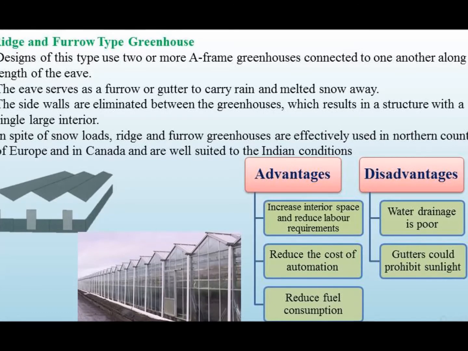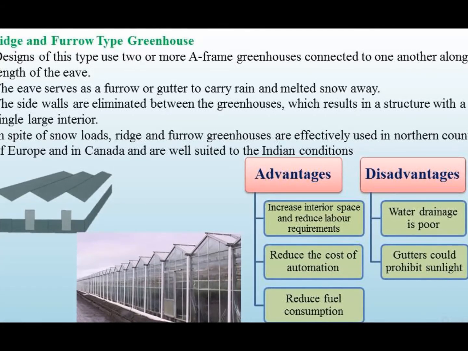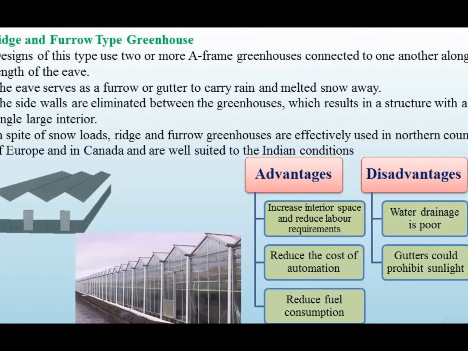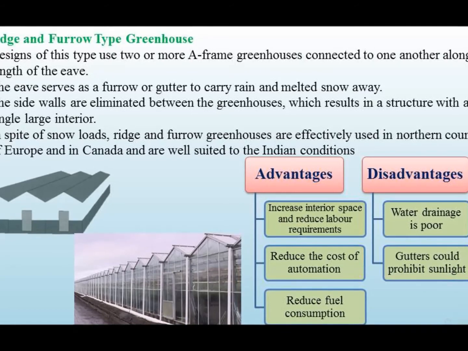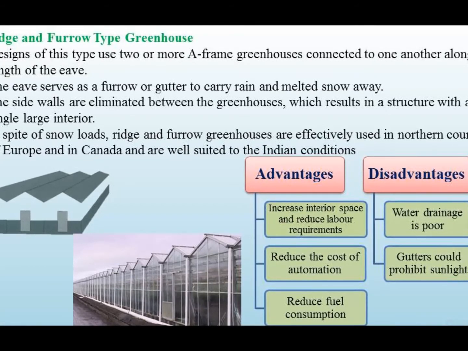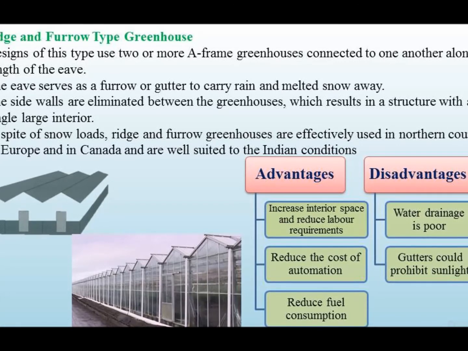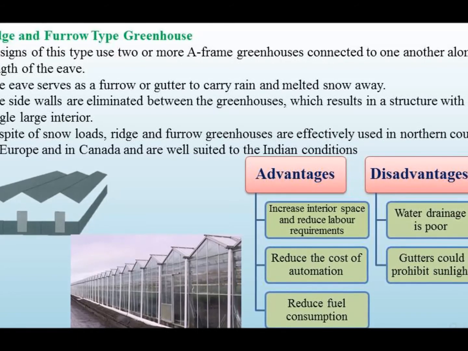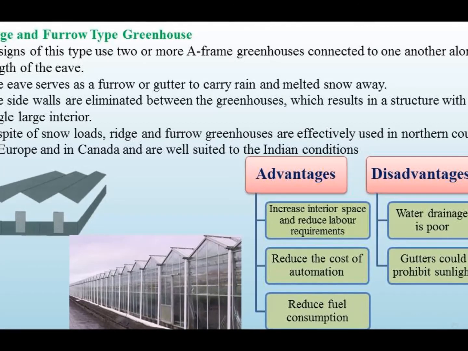There are some disadvantages of this type of structure. The main disadvantage is that water drainage is poor and the gutter could prohibit sunlight. Due to heavy snow load, ridges and furrow type greenhouses are effectively used in northern countries, for example Europe and Canada, and these structures are also used in North Indian conditions.